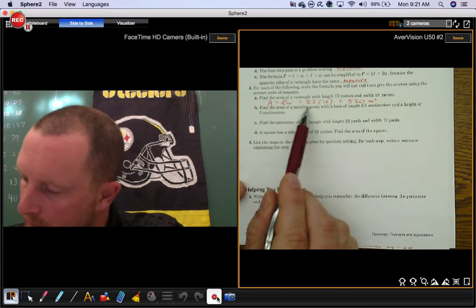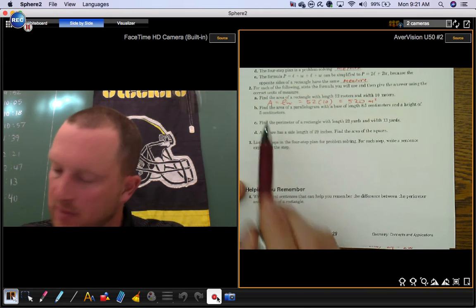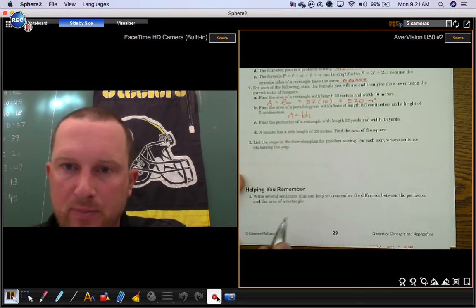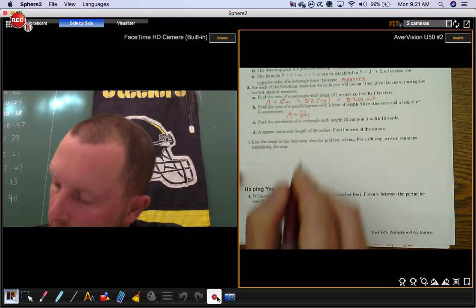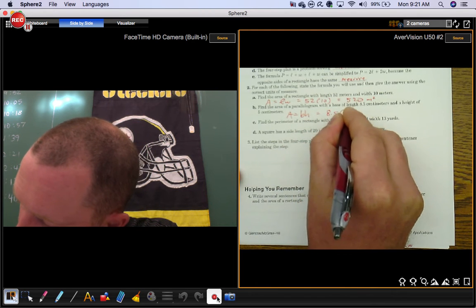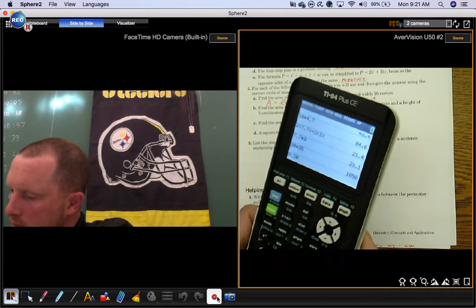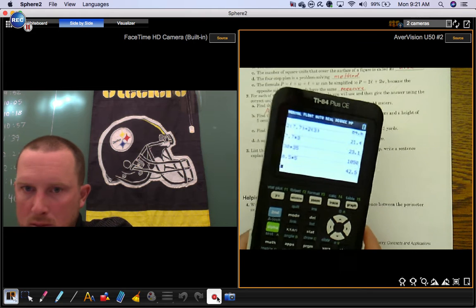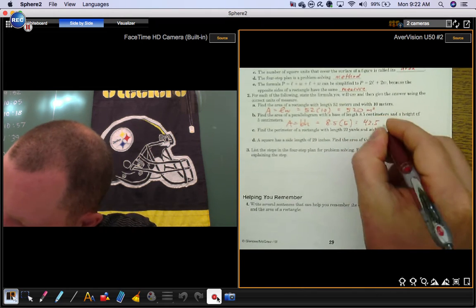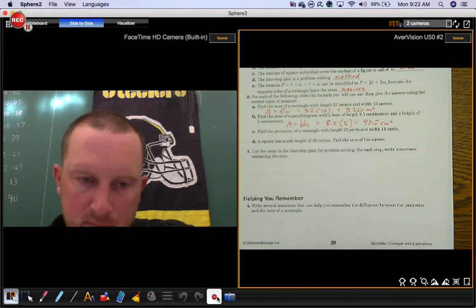Part B, find the area of a parallelogram with a base of 8.5 centimeters and a height of 5 centimeters. Area equals base times height for area of a parallelogram. So we're going to take 8.5 times 5. Again, that's an area, so square the units.